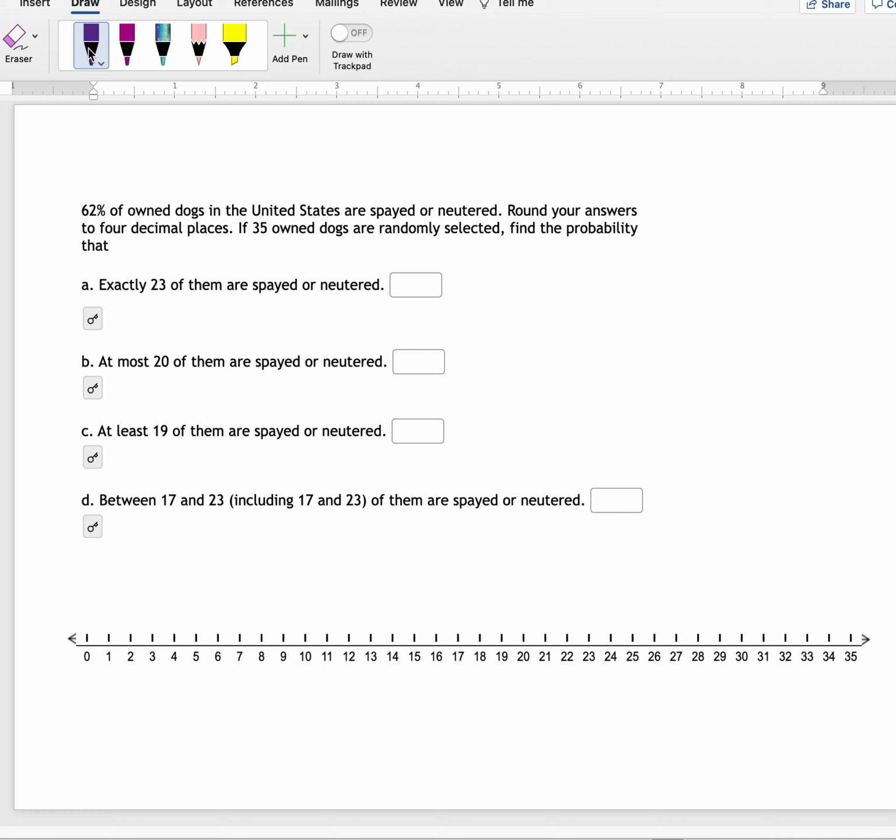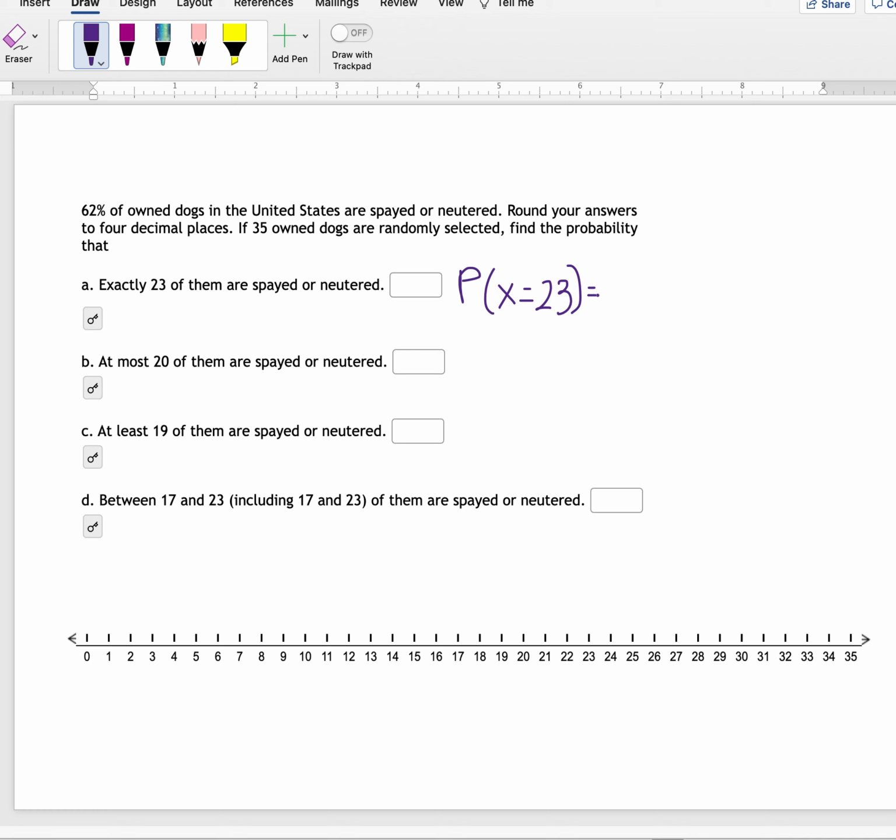62% of owned dogs in the United States are spayed or neutered. If 35 owned dogs are randomly selected, we're going to find the probability that, and then we have 4 parts here. The first part is we're going to find the probability that exactly 23 of them are spayed or neutered. So we're going to find the probability that our random variable x is 23, exactly 23.